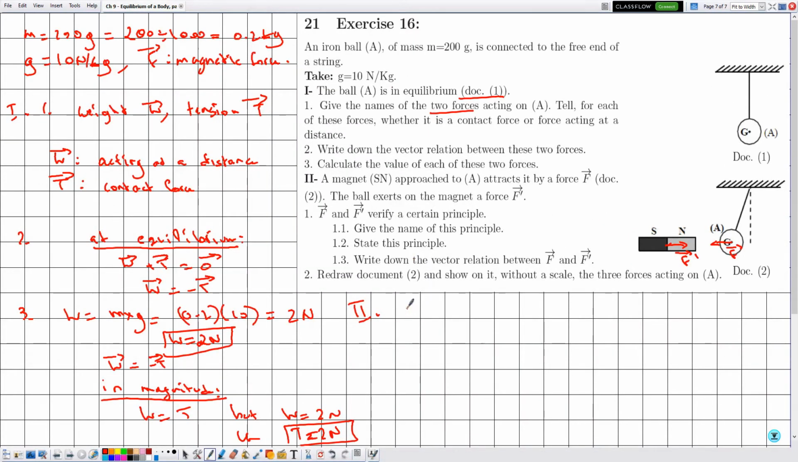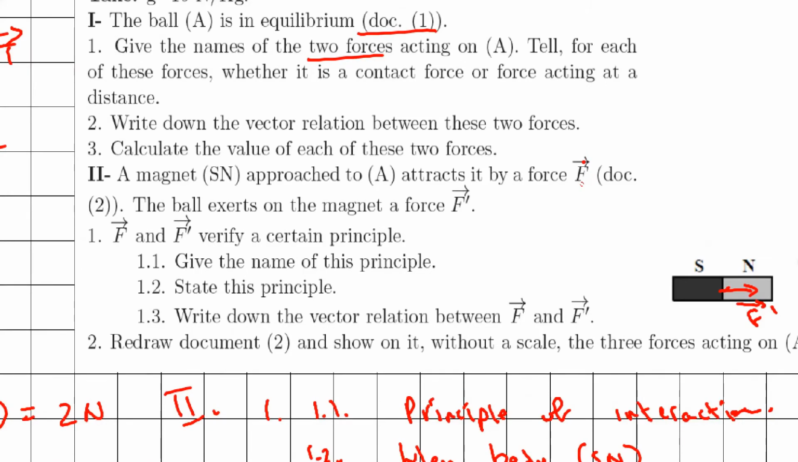Now in number 1, they are telling me F and F prime verify a certain principle. Give the name of this principle. So this is simply the principle of interaction. One point to state this principle. So let's state it. When one body Sn exerts on the other body a force... We can consider this one to be the action and this is the reaction, or vice versa.